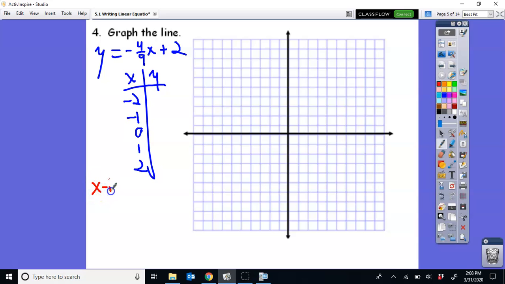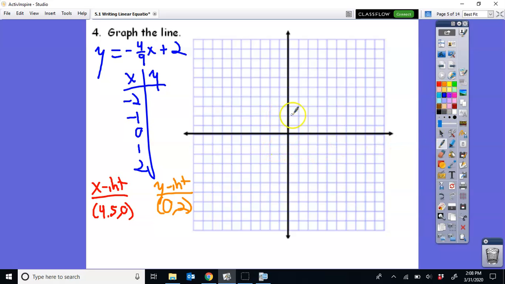One of those methods we learned was to take the x-intercept, 4.5, 0, take the y-intercept, 0, 2, and graph them. So you can try that real quick. Graph your line.